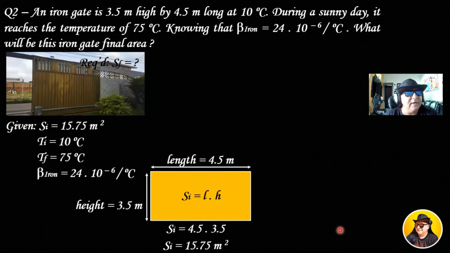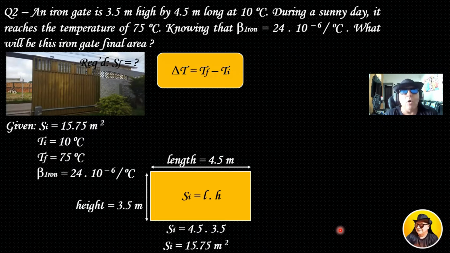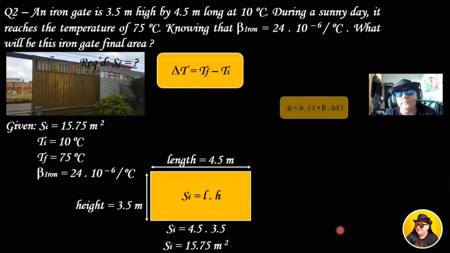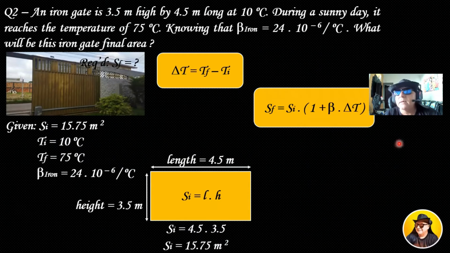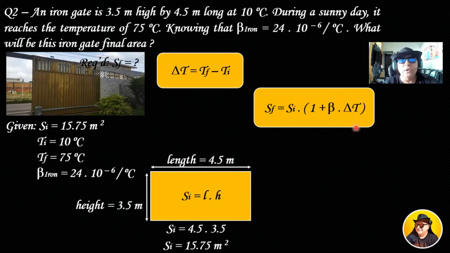Well, now what was given? The initial surface is 15.75 square meters. The initial temperature is 10 degrees Celsius. The final temperature is 75 degrees Celsius. And the beta of the iron is 24 times 10 to minus 6 over degrees Celsius. As I always do, I find delta T in advance. It is the final temperature minus the initial temperature. I'm going to show you the formula I'm going to apply now. Okay, so I'm going to use this formula in order to find the final surface.